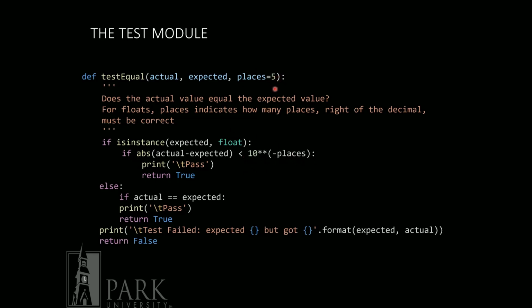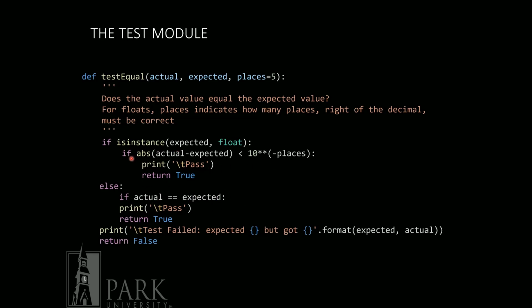So if we have 5 places, then it's going to be less than or equal to 0.00001 off, right? So if it's not a floating point number, then we're going to check to see if the actual is just equal to the expected. So this works for integers or strings, things like that. So we can actually test to see whether they're exactly the same.